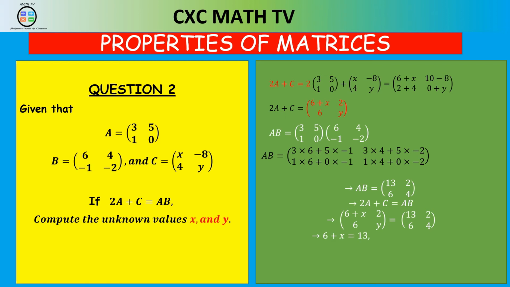So from equating the first element in both matrices, 6 + x equals 13, that is telling us that x equals 7, and we have y equals 4. So x equals 7 and y equals 4. Really nice. And that's how we do that question.